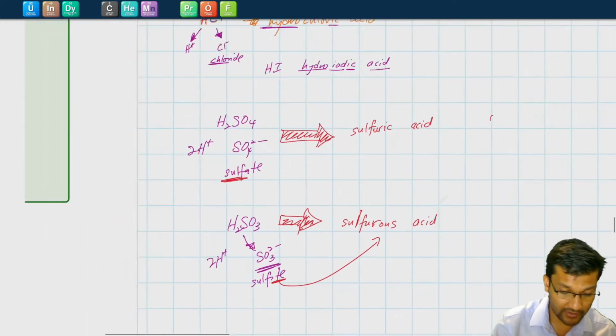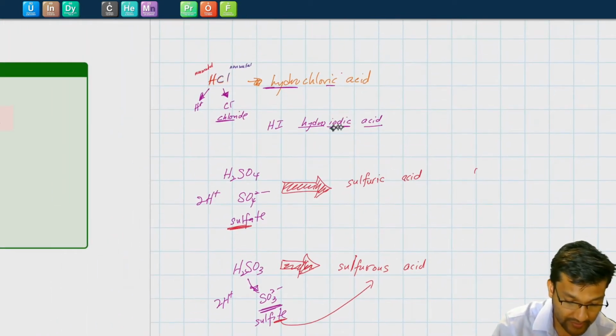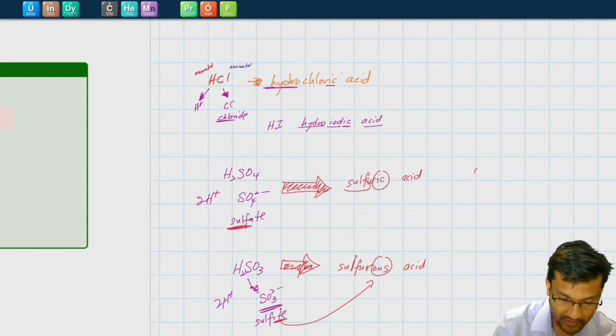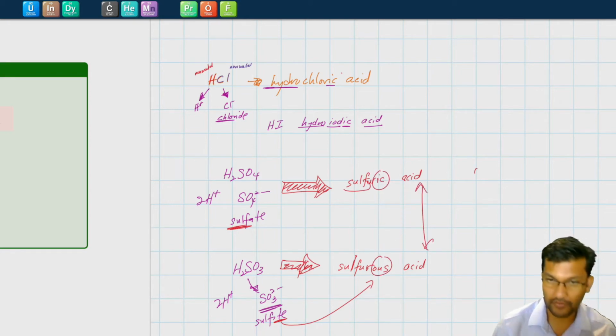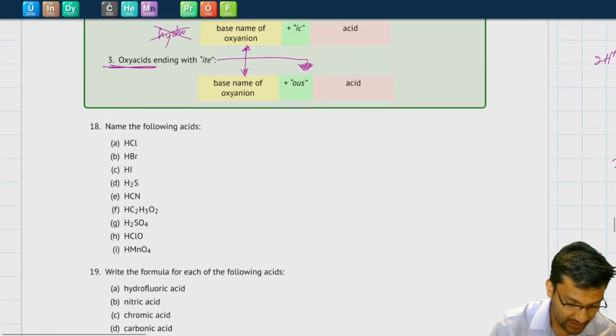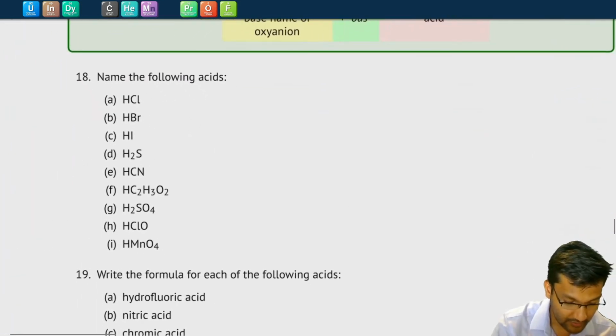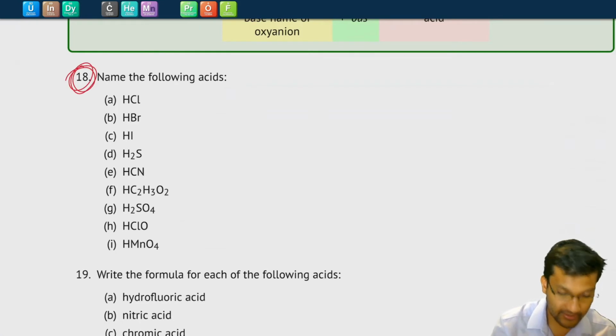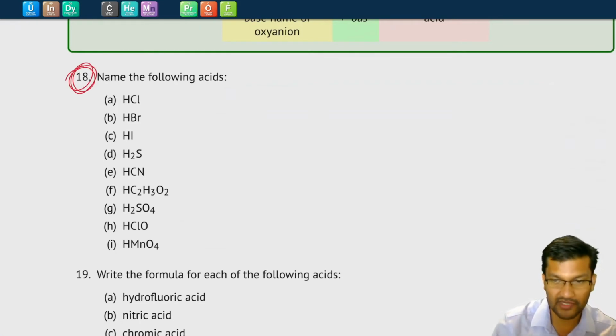Those are the three rules. It's hydro-whatever-ic acid, or the base name and either ic or ous acid. Three rules for naming acids. Let's see them in practice. Pause the video, answer number 18, and then you can unpause and I'll select some of these at random to name.